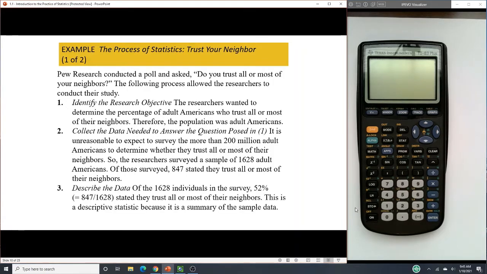So once we've got that information, we need to describe the data. Of those individuals surveyed, 52%, and they got that 52% by taking 847 divided by 1,628. Okay, and so 52% stated they trust all or most of their neighbors. So there's our descriptive statistic taken from the data.